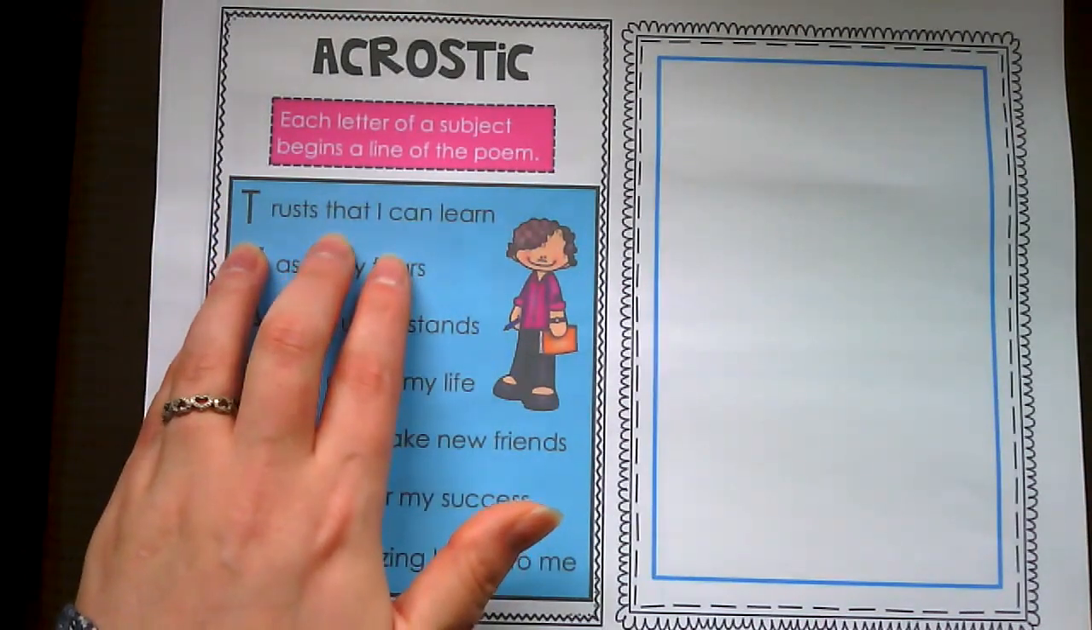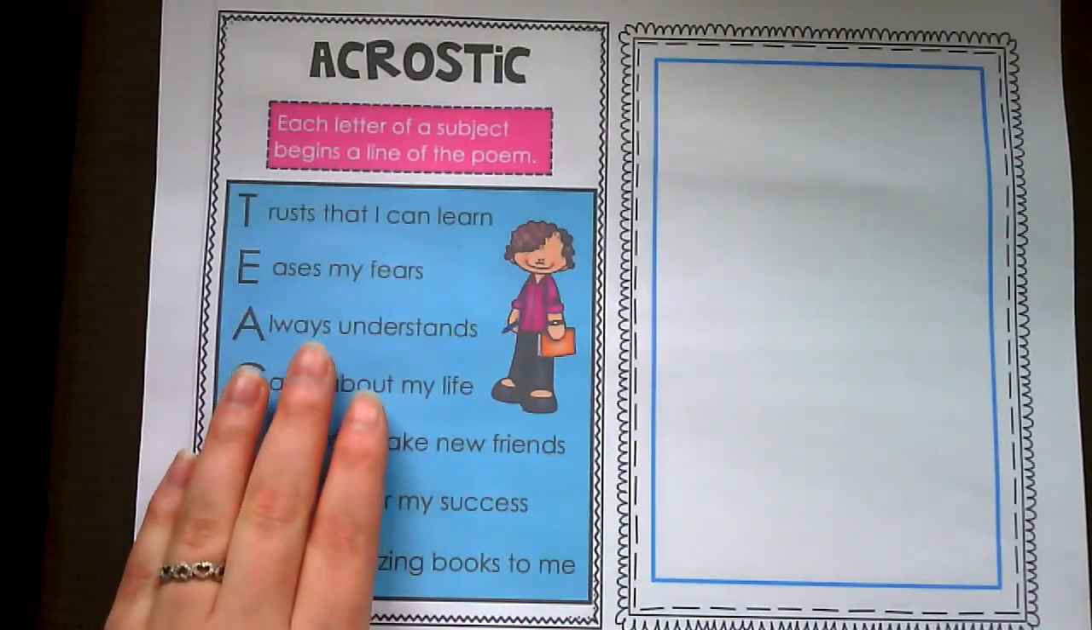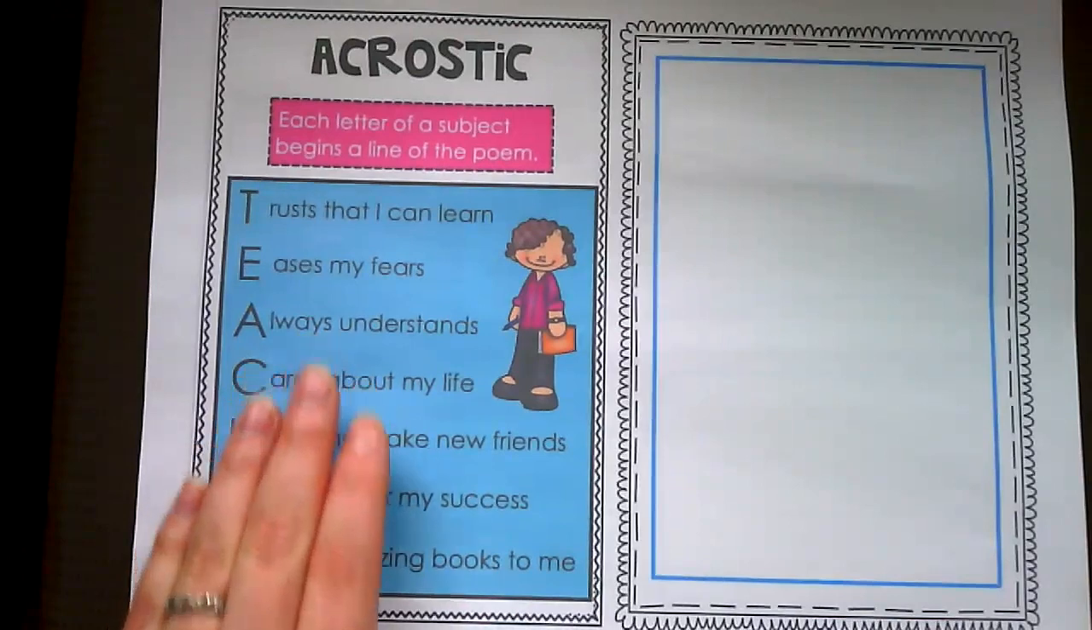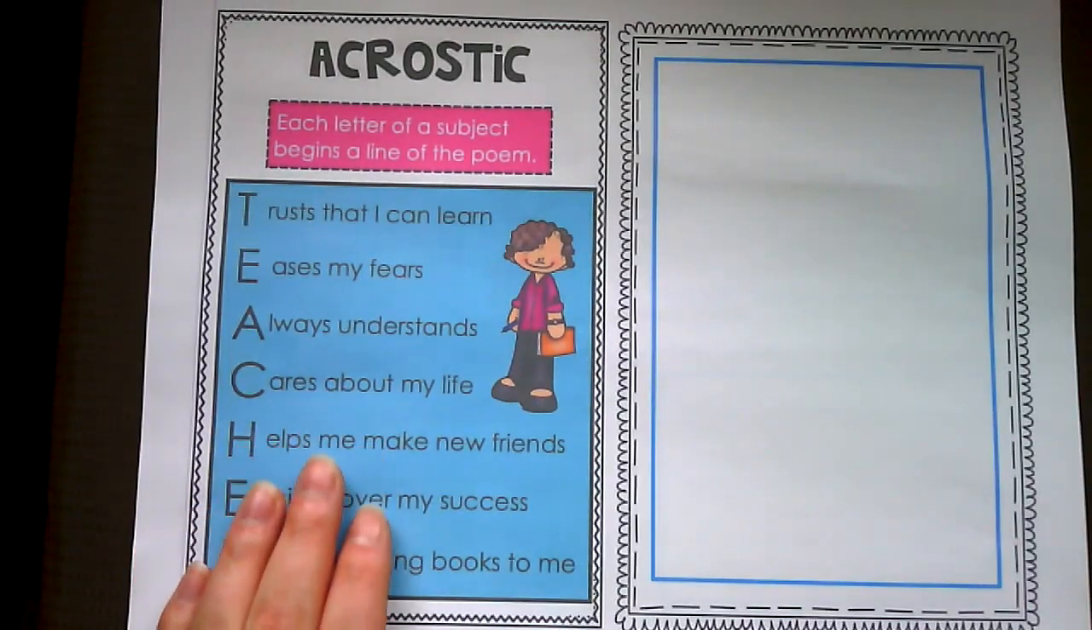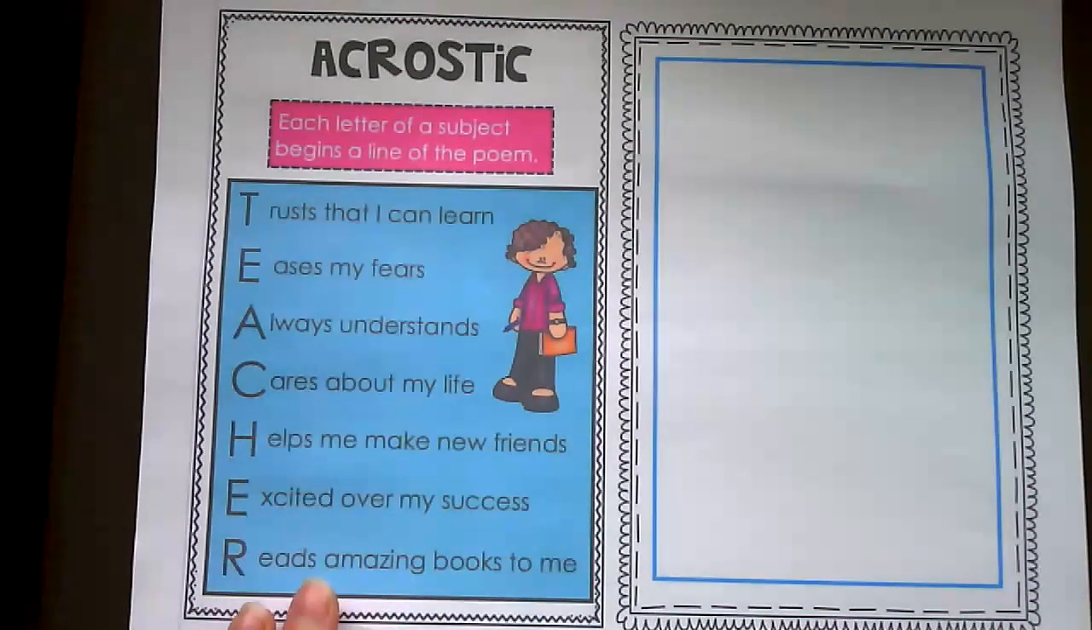So the first one, T, trusts that I can learn. E, eases my fears. A, always understands. C, cares about my life. H, helps me make new friends. E, excited over my success. R, reads amazing books to me.